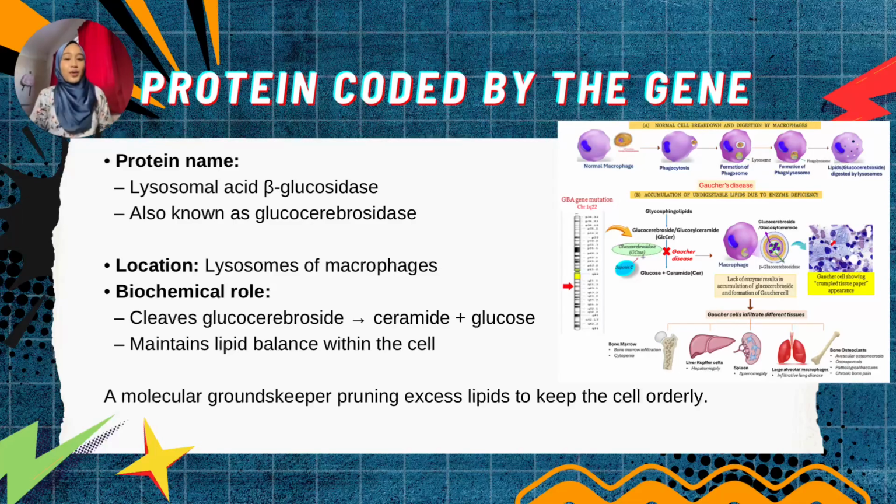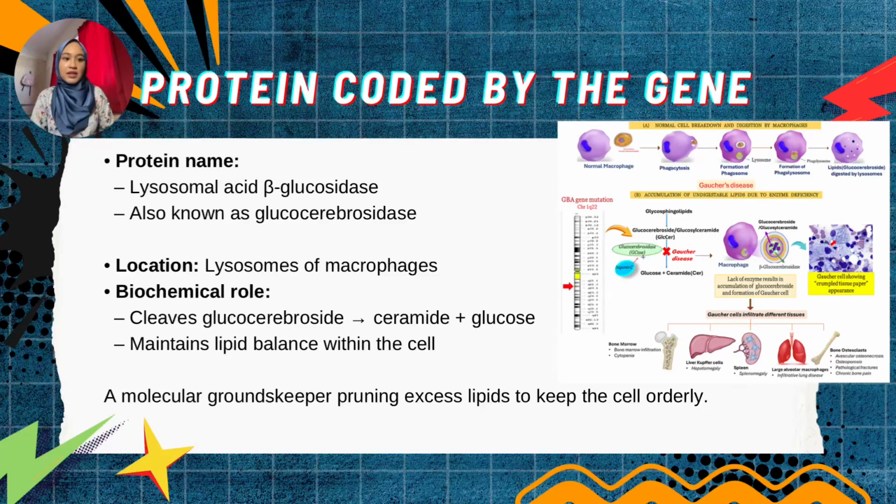Okay. Now, I will explain the protein coded by the mutated gene in Gaucher's disease. The protein is called lysosomal acid beta-glucosidase and is also commonly known as glucocerebrosidase. This enzyme is found in the lysosomes of macrophage. Macrophages are the cells responsible for breaking down waste material in our body, and lysosomes are like their digestive compartments. The main biochemical role of this enzyme is to cleave glucocerebroside into ceramide and glucose.